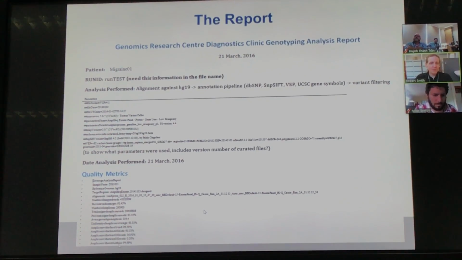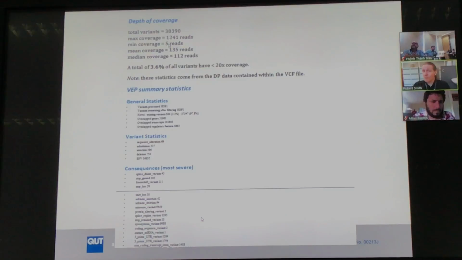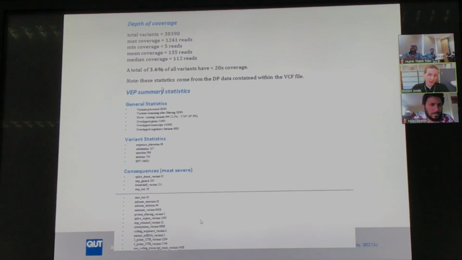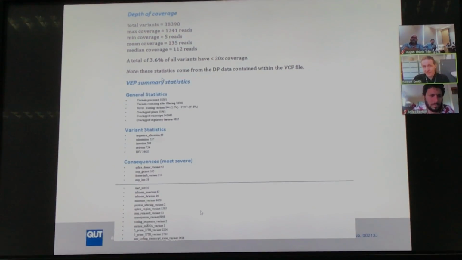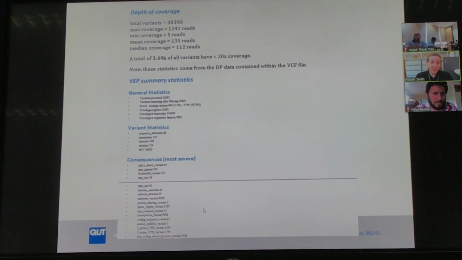So amplicons with their read percentages, what overall quality we have out of an individual. We will see the total number of variants, the maximum amount of coverage, the minimum amount of coverage, the mean coverage, and so on. This gives us an idea about overall quality, and from a diagnostic perspective, lets us know if this is data that we need to repeat because the overall quality is not good.